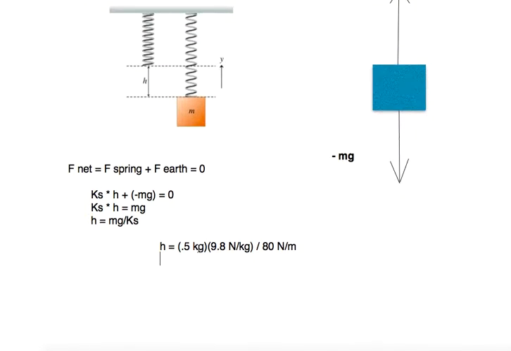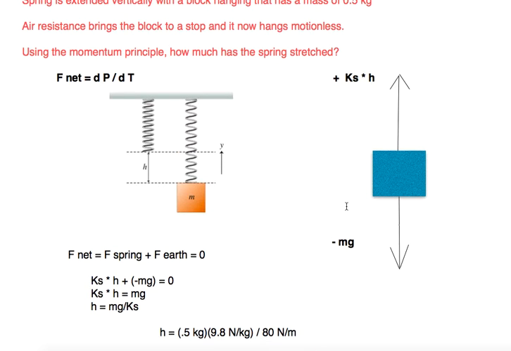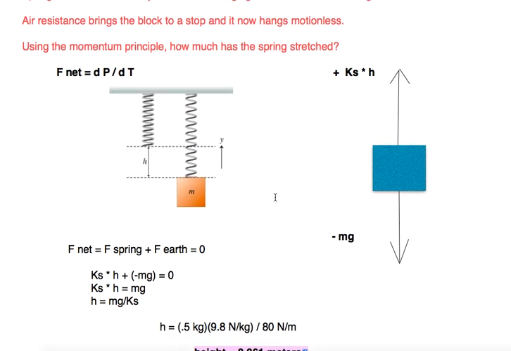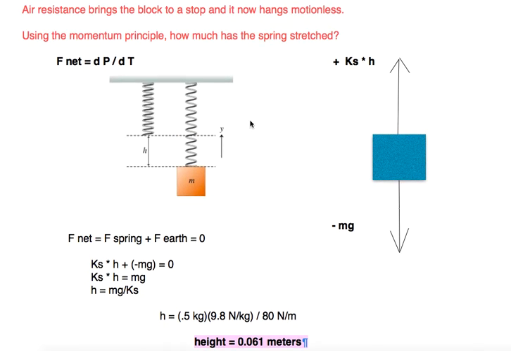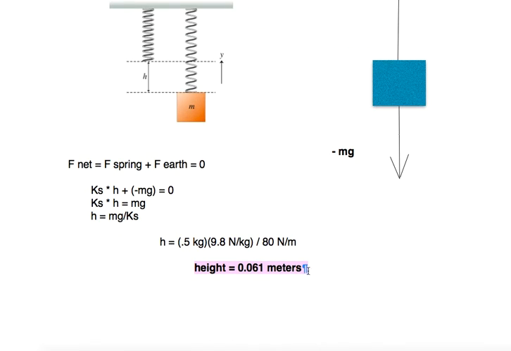So I can go forth with this, and through my calculator, I have that the height equals 0.061 meters, and that would be our change in the spring stretch. So that's how much the spring has stretched, 0.061 meters.